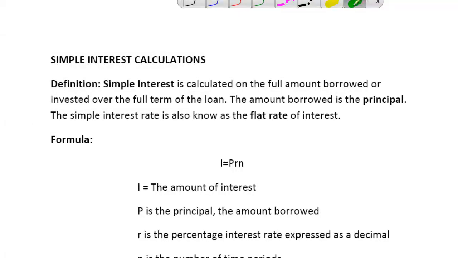All right, the topic on investment really starts with the idea of what we call simple interest. Now, simple interest is an amount of money that is earned on investments. It says here that simple interest is calculated on the full amount that is borrowed, or in this particular case, invested over a period of time. If it's borrowed, it's a loan, otherwise it is an investment. The amount that's borrowed or the amount invested, it's the same thing really, is the principal.